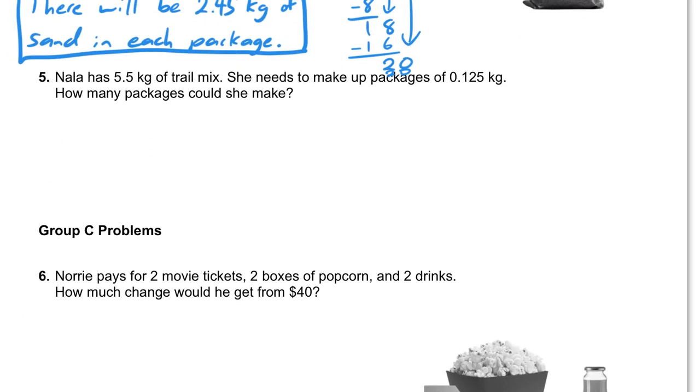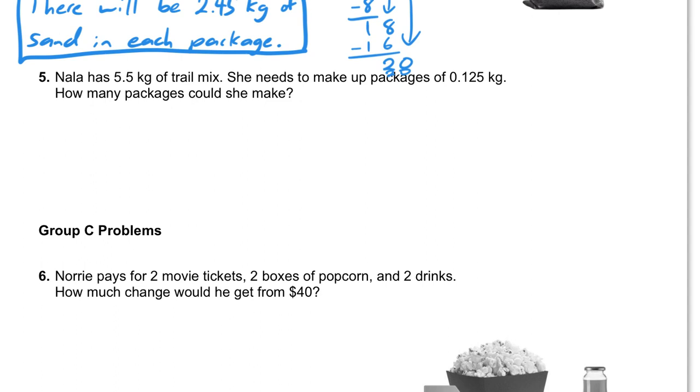Next, Nala has 5.5 kilograms of trail mix. She needs to make up packages of 0.125, or 125 thousandths, of a kilogram. How many packages could she make? 125 thousandths is the same as 1/8 of a kilogram, but that doesn't really matter. Let's go ahead and do the UPS check.